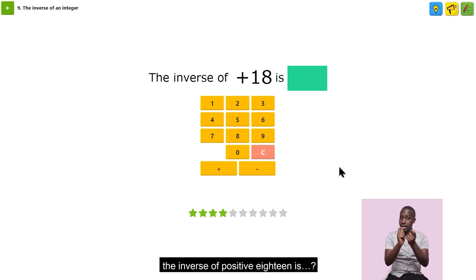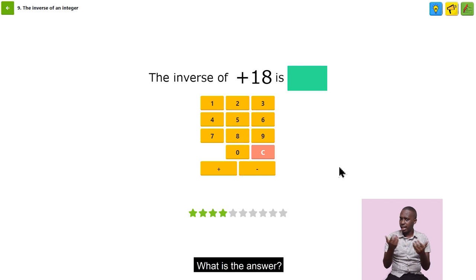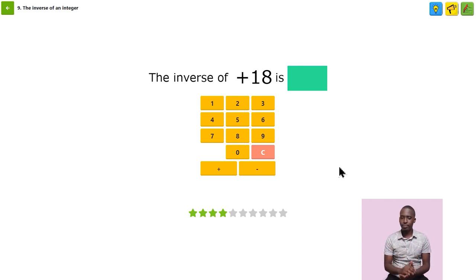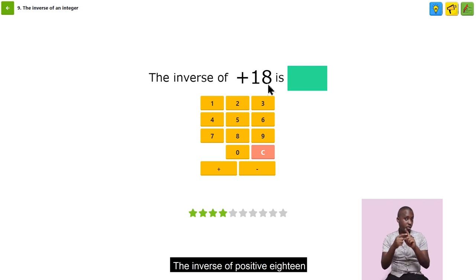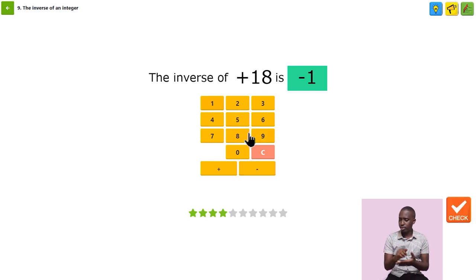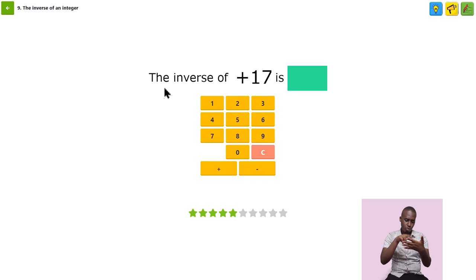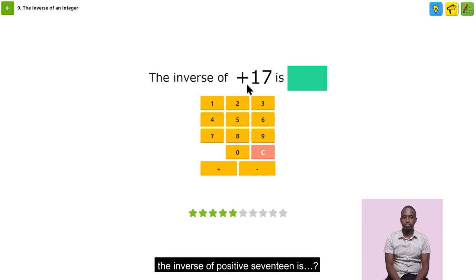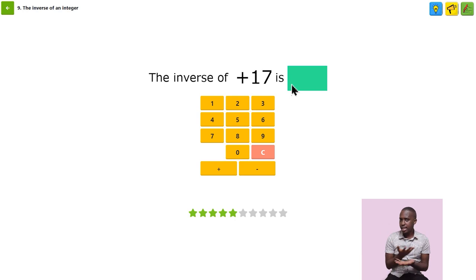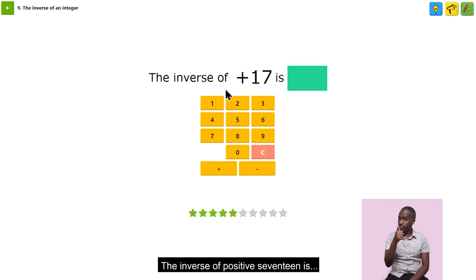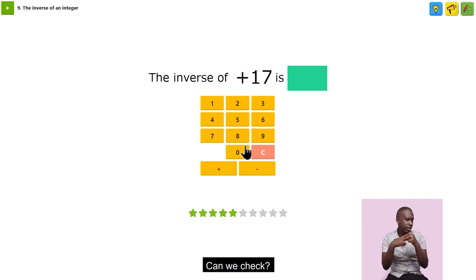The inverse of positive 18 is? What is the answer? The inverse of positive 18 is negative 18. Can we check? Good, wonderful. Next question. Read out. The inverse of positive 17 is? The inverse of positive 17, you are saying, is negative 17. Can we check?